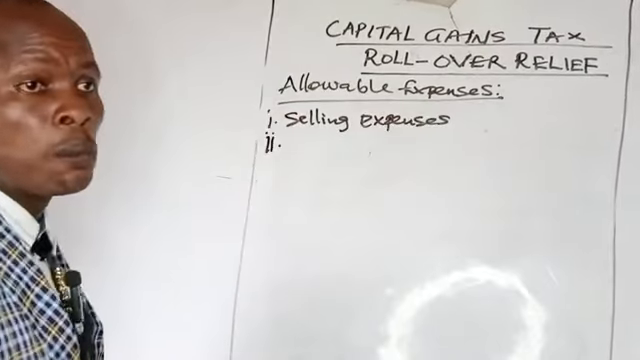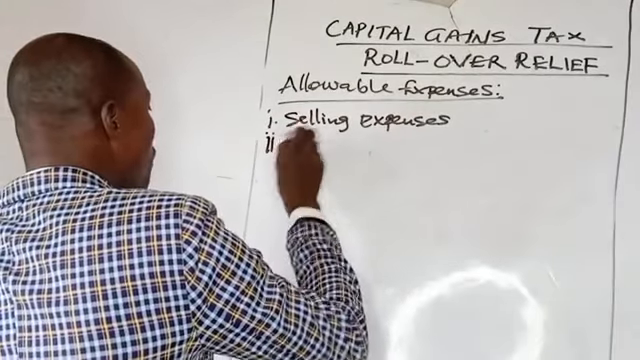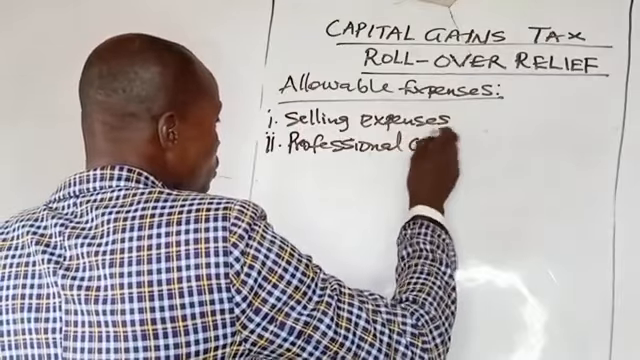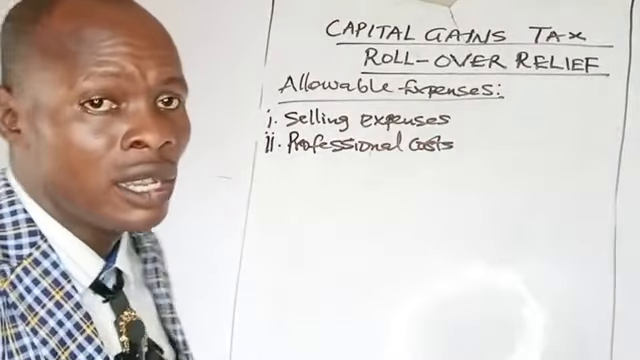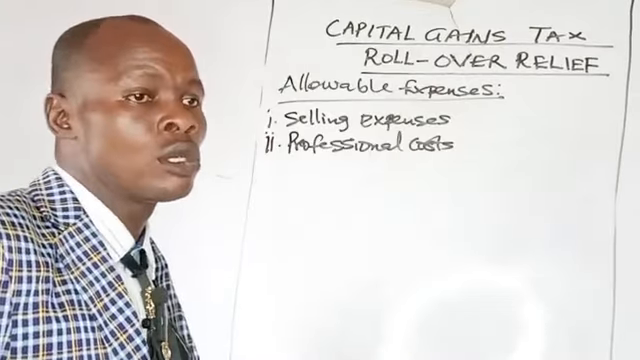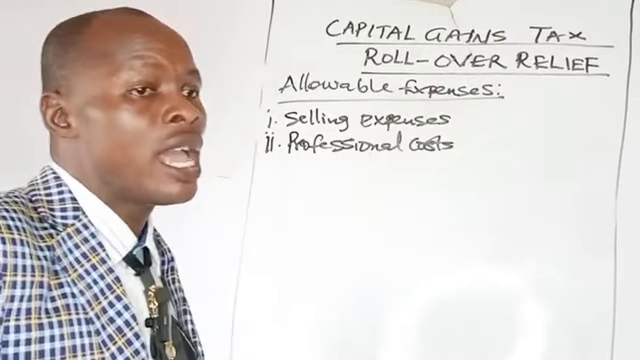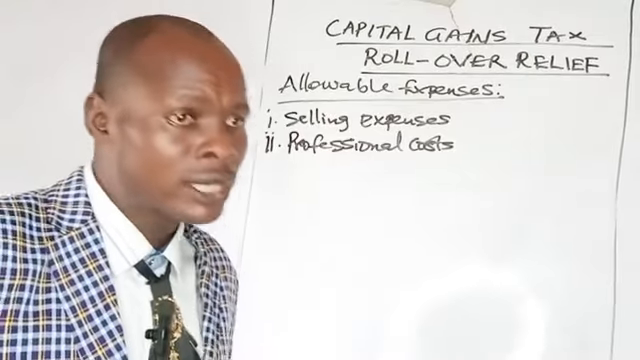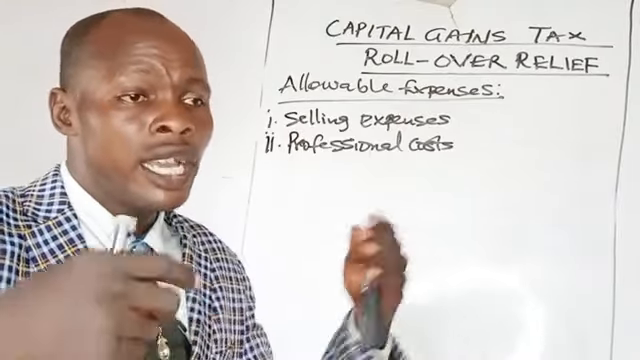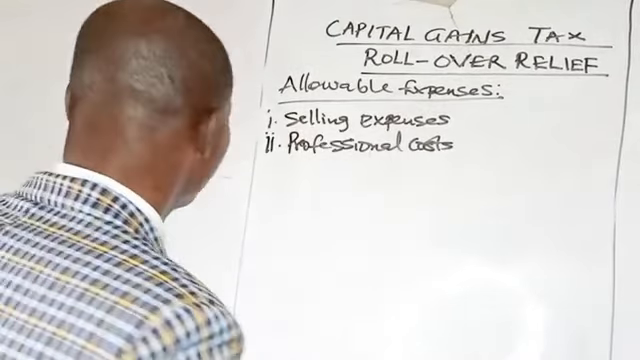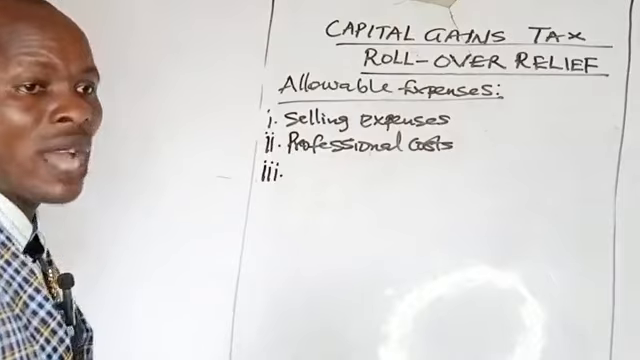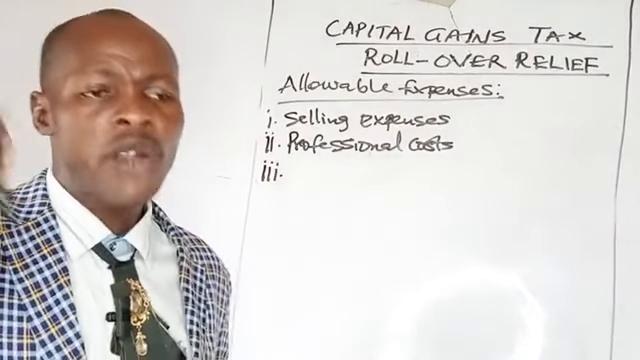Number 2, professional costs, such as solicitors' fees, accountant fees, brokerages, estate valuers' fees, estate agents' commission. All those expenses are allowable. Number 3, we have improvement costs prior to disposal.